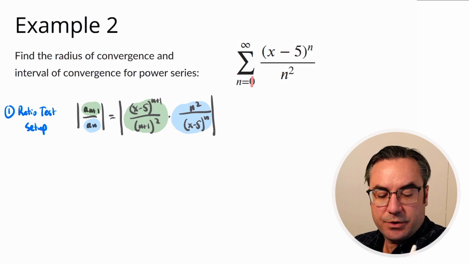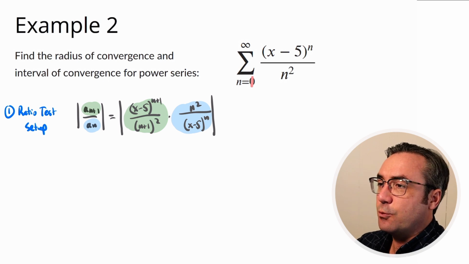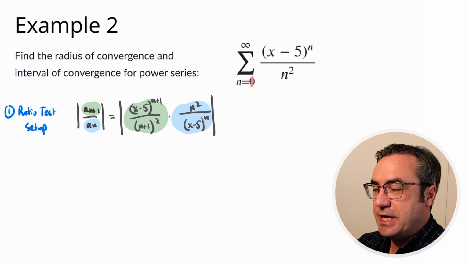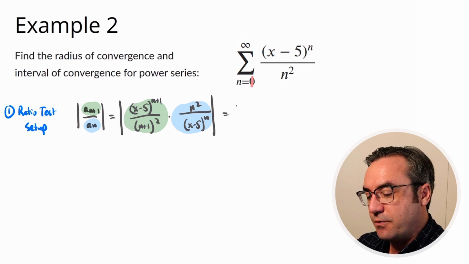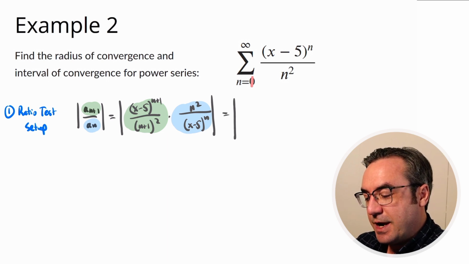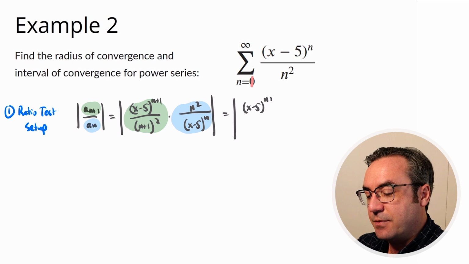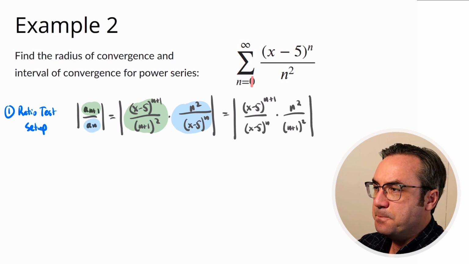And then as usual, when we're dealing with the ratio test, rearrange the terms so you get similar terms grouped in their own fractions. So let's get a fraction for just the powers of x. We'll have x minus 5 raised to the n plus 1 over x minus 5 raised to the power n. And then we'll get our squared terms together in their own fraction with the absolute value.